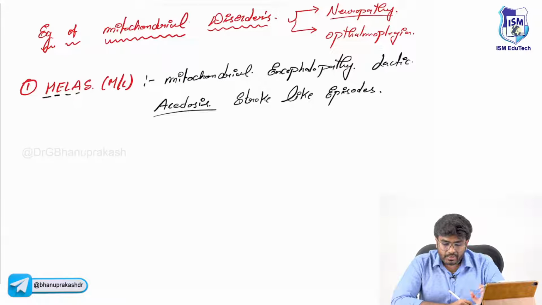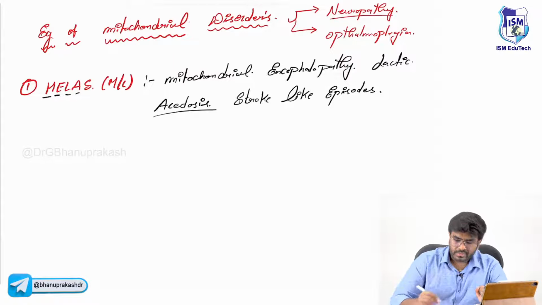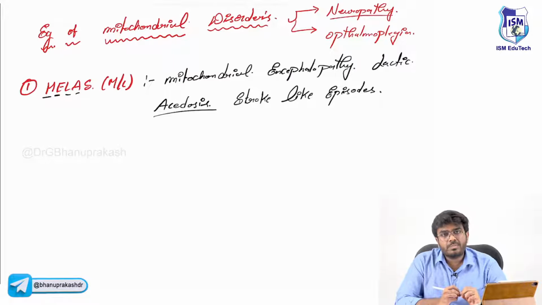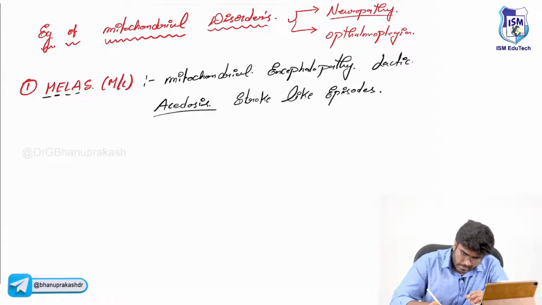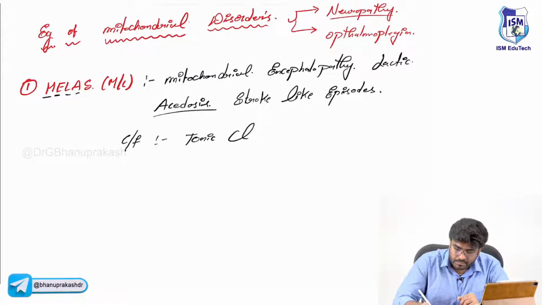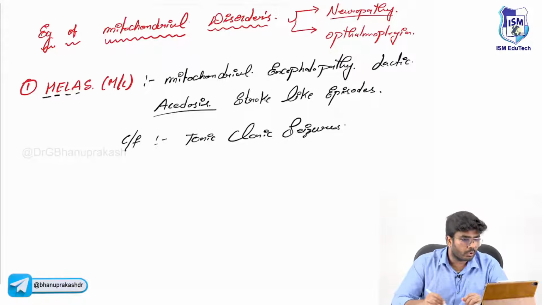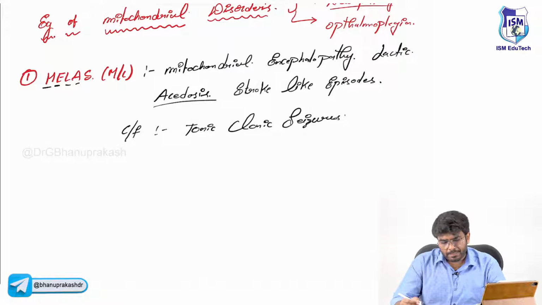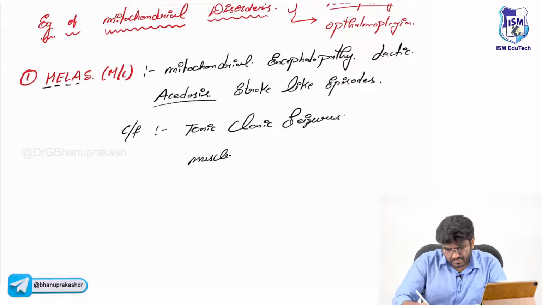So these patients are going to have mitochondrial encephalopathy, lactic acidosis, stroke-like episodes. In one of the exams this question was asked: these patients are going to have seizures. Which seizures? The patients are going to have tonic-clonic seizures, and apart from that, these patients are also going to have muscle weakness.